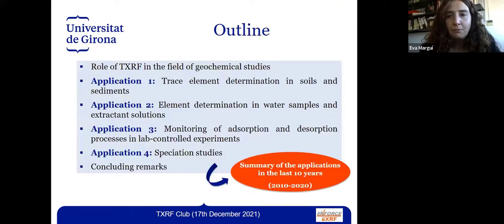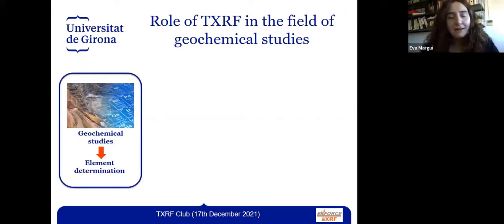In fact, in the presentation today, I will present some of the results that we have obtained during the last 10 years in our group. I will start by saying that in most geochemical studies, it's necessary to have elemental information about the different types of geological samples.